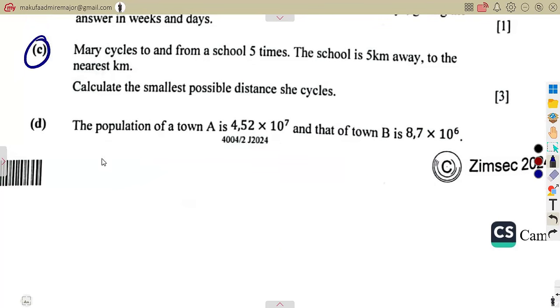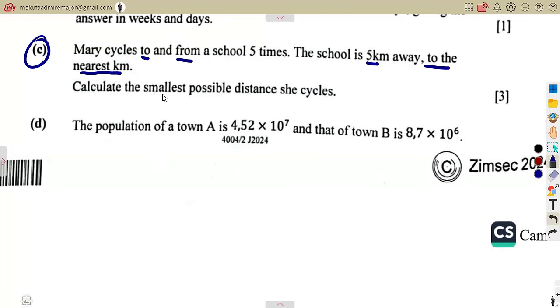All right. Then C, Mary cycles to and from. These are two things to be considered, to and from a school 5 times. So he's going to and from 5 times. The school is 5 kilometers away to the nearest kilometer. Remember, to the nearest kilometer, we are given that condition where we can have the lower and the upper limit, which is the least and the maximum value that we can expect to have.